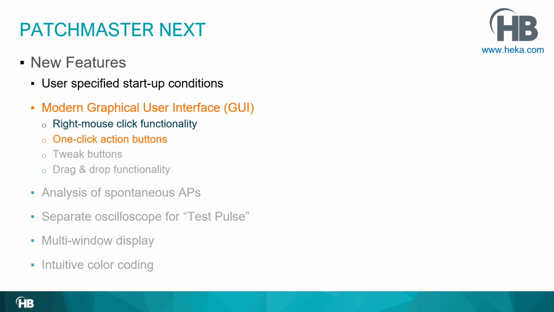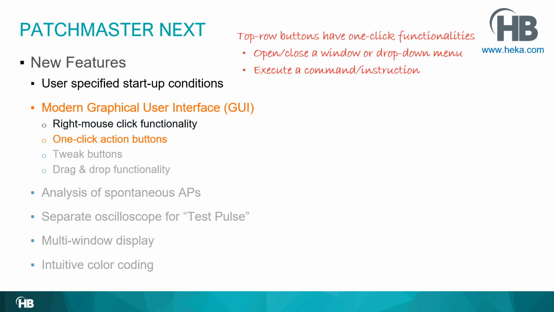Then there are one-click action buttons. These are the top row buttons on each window. And those buttons, they have basically 2 different kinds of functionalities. One is that they open or close a window or drop-down menu, and other buttons, they might simply execute a command or an instruction.